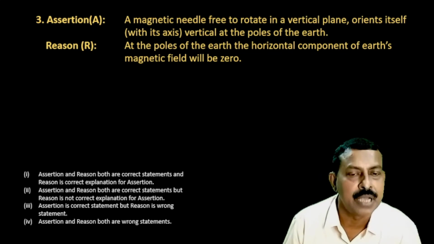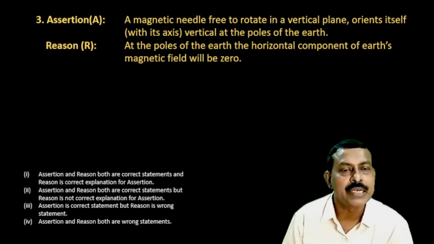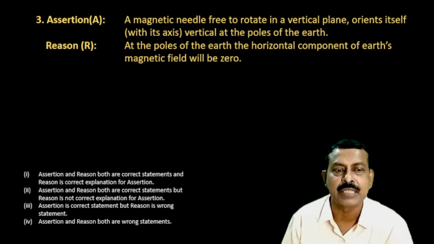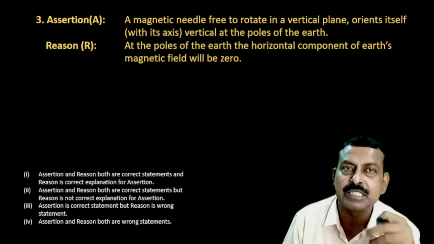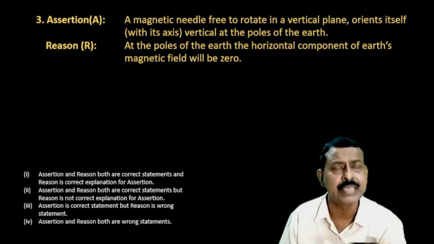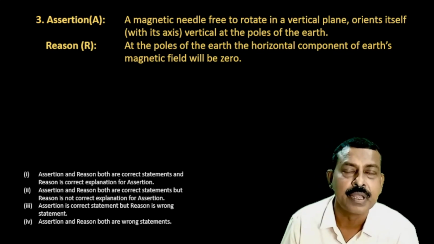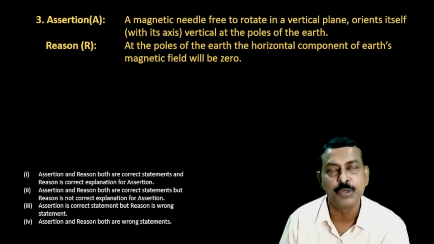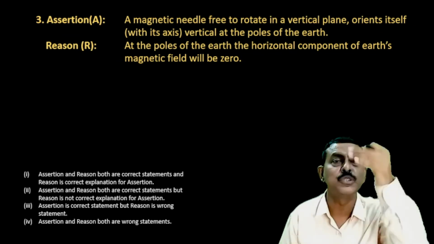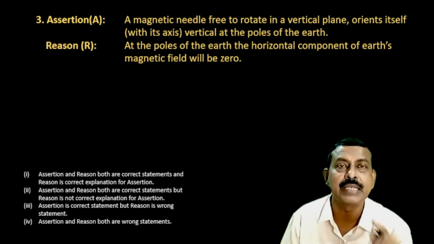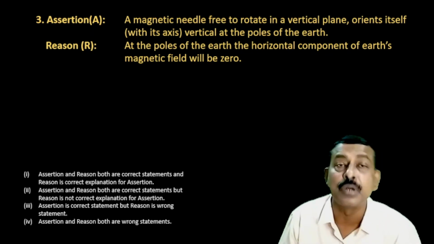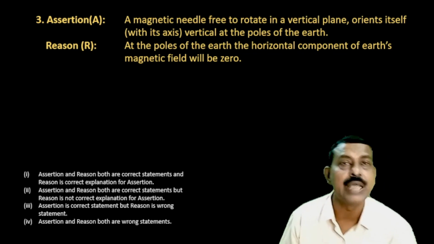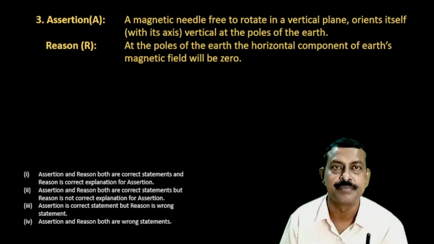Now let's take the assertion statement. A magnetic needle free to rotate in a vertical plane orients itself with its axis vertical at the poles of Earth. If you take a freely suspended magnet, it aligns itself in the north-south direction. But the same magnet, if you take it to the pole and suspend it freely there, it will get aligned in the vertical direction, because the magnetic pole will be just beneath your feet there. So in that case, it will just become vertical there.